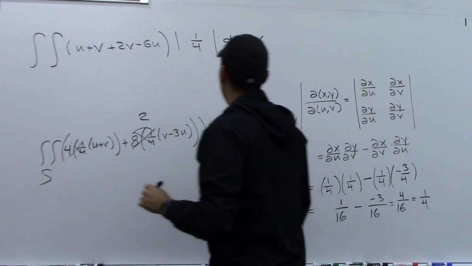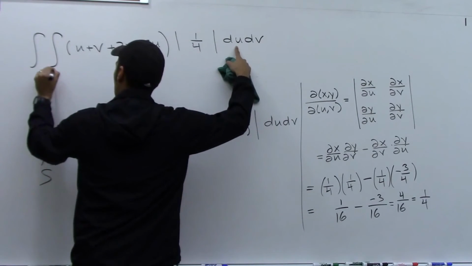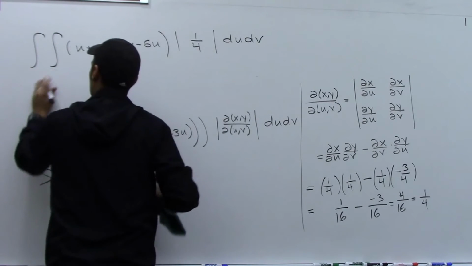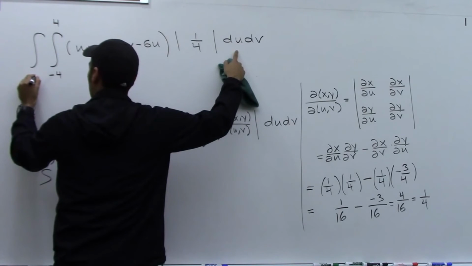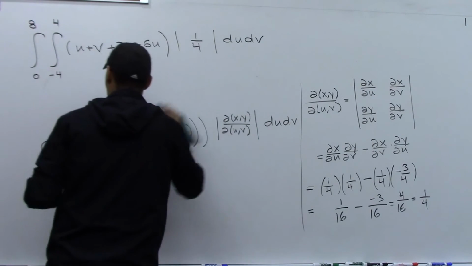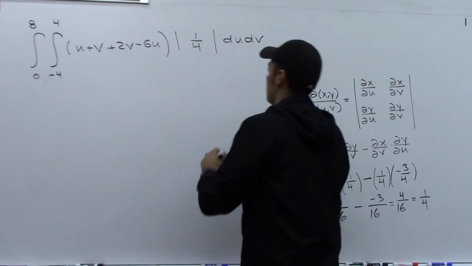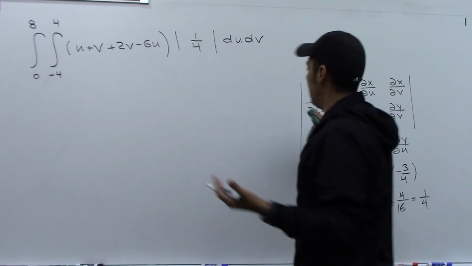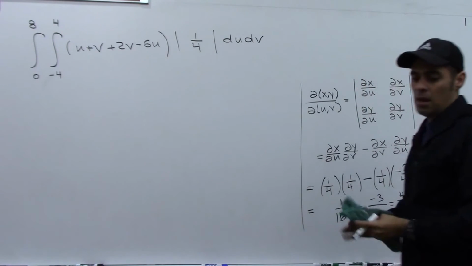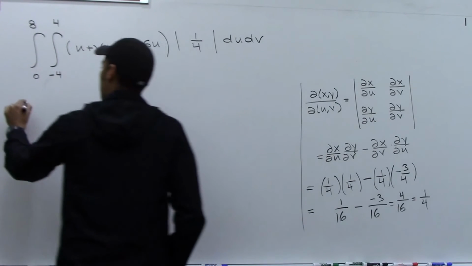I'll do du dv. The restrictions on u were between -4 and 4, and the restrictions on v were from 0 to 8. So my Jacobian on this one, the Jacobian determinant, the magnitude of it, the absolute value of it, is just 1/4. That turned out to be a constant. It's not always going to be a constant. So I could pull that 1/4 out, which I'll do.